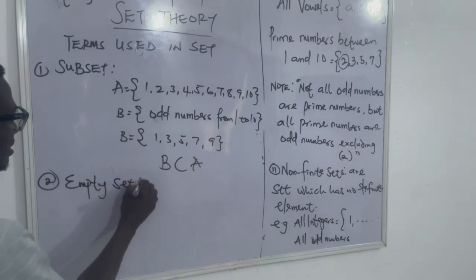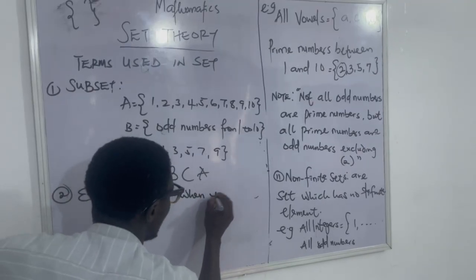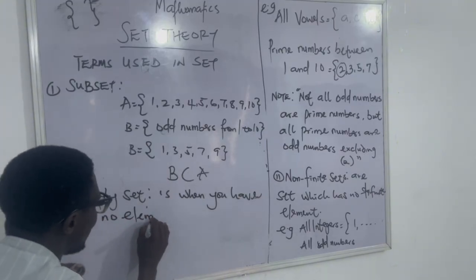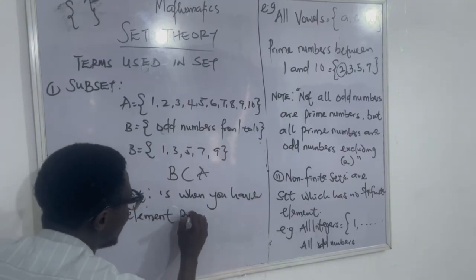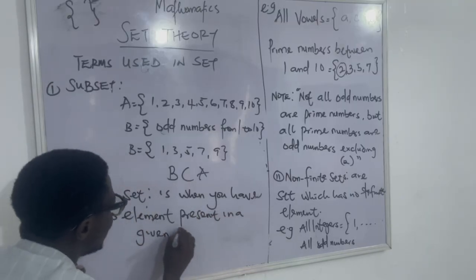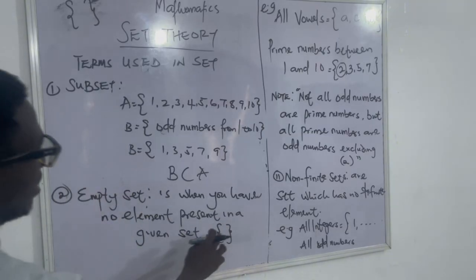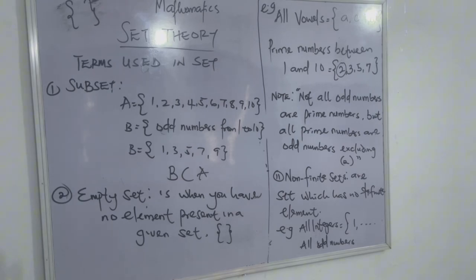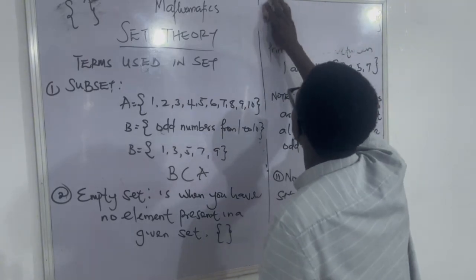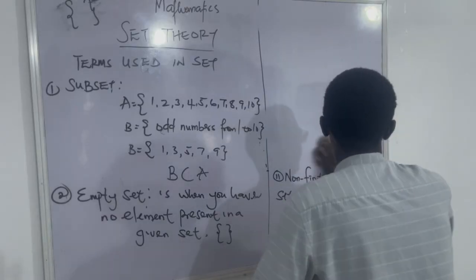Now, number 2 is the empty set. Empty set is when you have no element present in a given set, and you can denote it with the empty set symbol. So now quickly, because sincerely we still have a long way to go, we can talk about some other parts.